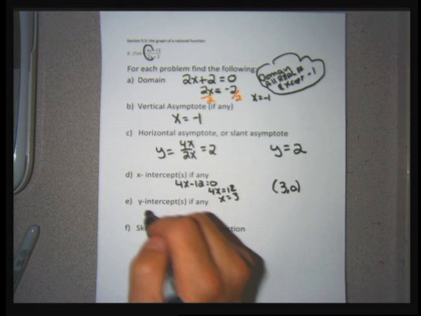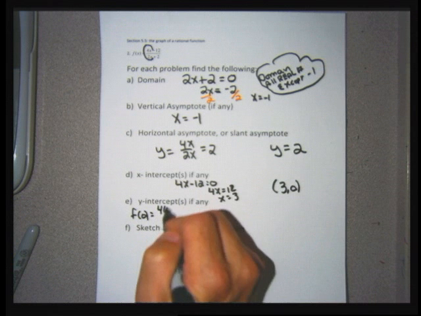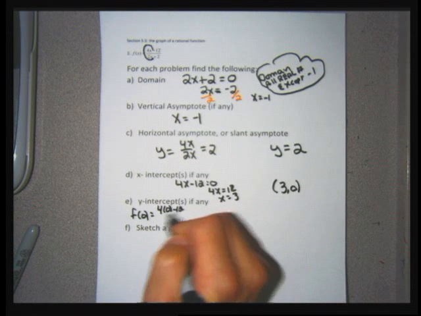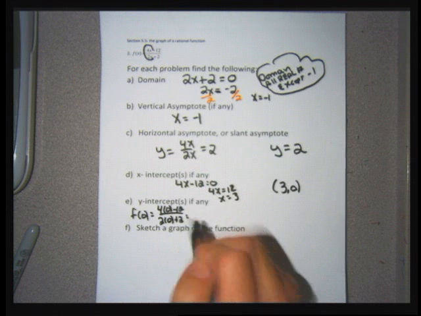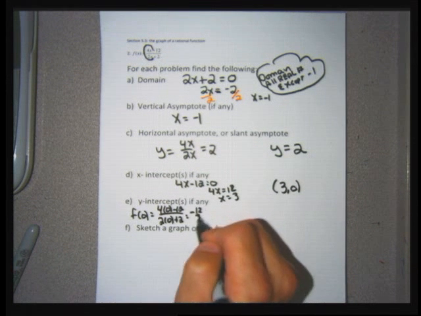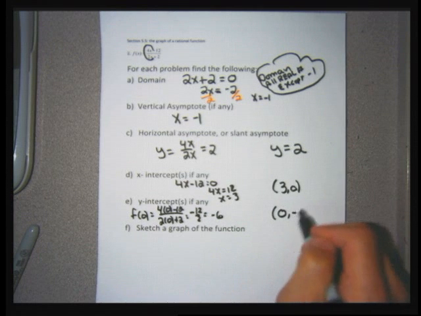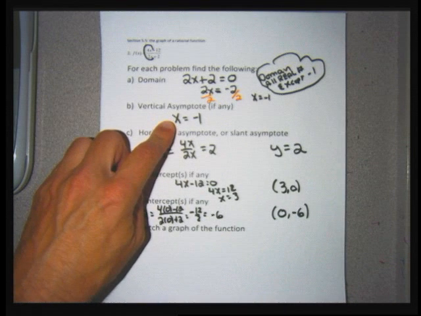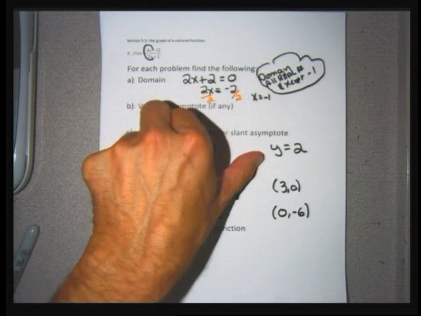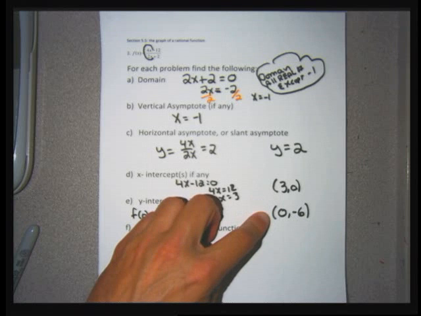For the y-intercept, I plug 0 in for x. I go f of 0 equals 4 times 0 minus 12 over 2 times 0 plus 2. That's going to give me negative 12 over 2, and negative 12 over 2 is negative 6. The y-intercept is going to be the point 0, negative 6. So I'm going to show on my graph a vertical asymptote at x equal negative 1, a horizontal asymptote at y equal to 2, x-intercept at 3, 0, y-intercept at 0, negative 6.